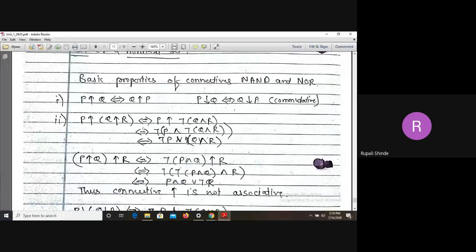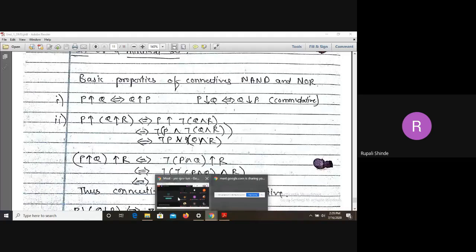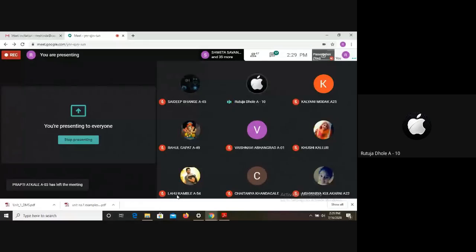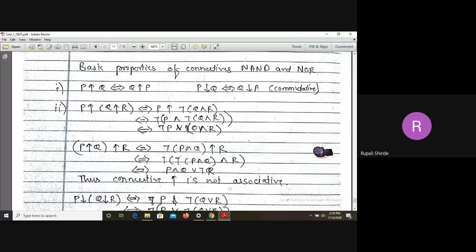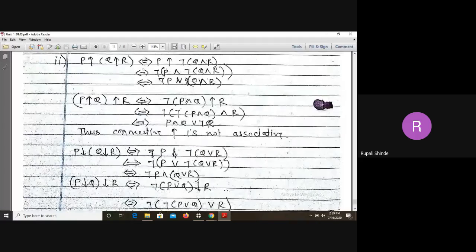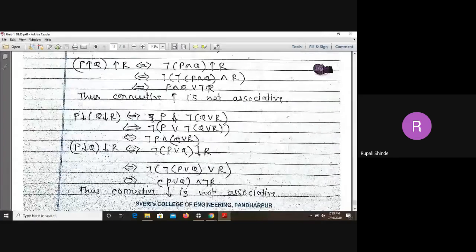You just have to apply the formula or definition for NAND. Have you understood? Yes, ma'am. Okay. So likewise, here we have proved this for NOR as well. So NOR is also not associative.